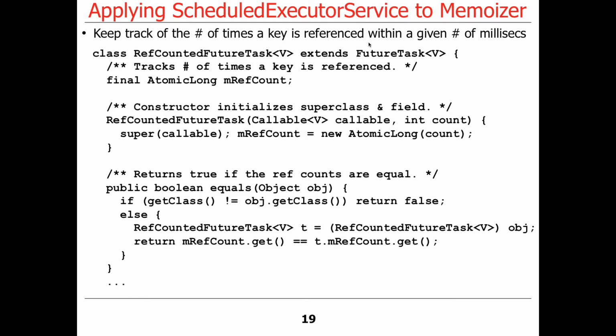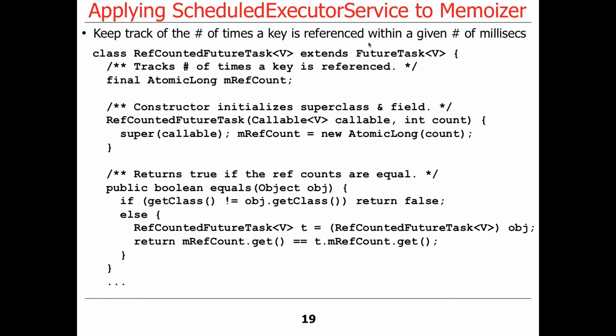And now we're going to extend it, so we're still going to use it for that same purpose, but we're also going to add a ref count that keeps track of the number of times a key is referenced. And you'll see why we need to do this and why we have to make it atomic so it can be accessed from multiple threads. The constructor simply makes a new AtomicLong and passes the initial count into the AtomicLong, and it also calls up to the FutureTask, passing in the callable.